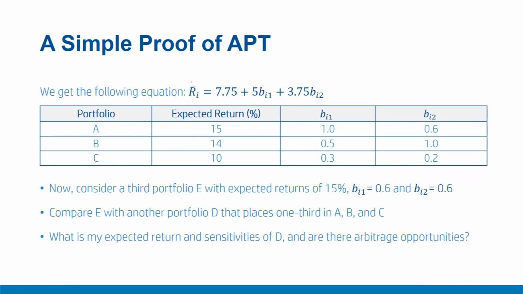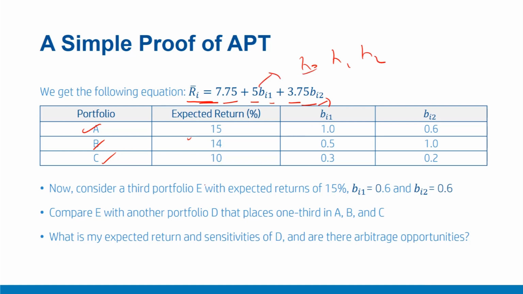Once you solve the equation of plane using these three information points, you get this equation: Ri bar equals 7.75 plus 5 times Bi1 plus 3.75 times Bi2. This is our equation of plane. This can be easily solved with any simple calculator, financial calculator or Excel. It's quite easy. We need to formulate three equations, one for each of these points, and then solve for the unknowns lambda 1, lambda 2, which are obtained here.